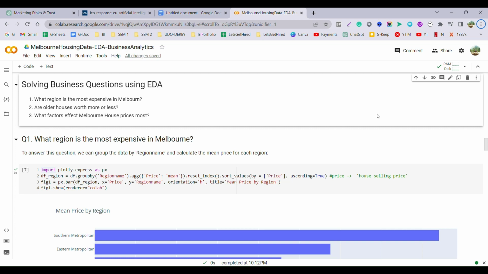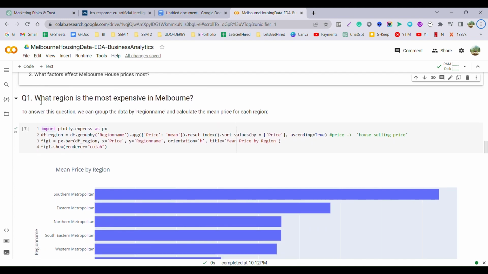So I was working on one of my modules and I thought I would just share a little with you. What I'm doing here is solving some business questions using EDA. Let's go through the business questions. This is housing data of Melbourne and I'm solving the first question, which is: what region is the most expensive in Melbourne? Let's go and check.